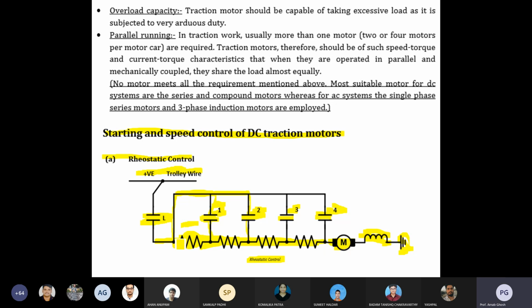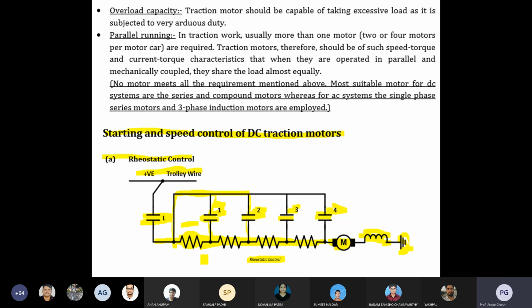In this way you gradually start your motor. If you want speed control, it means you control the armature terminal voltage. There are four resistances, and you turn them on one by one. The current will be unchanged but the voltage will be different. Initially the total V was there, and now the resistances are turned on one by one.